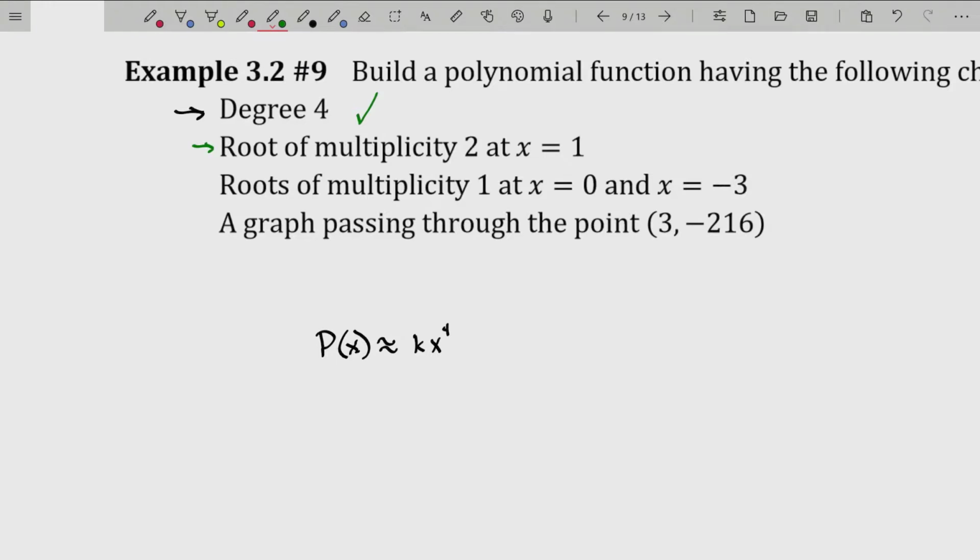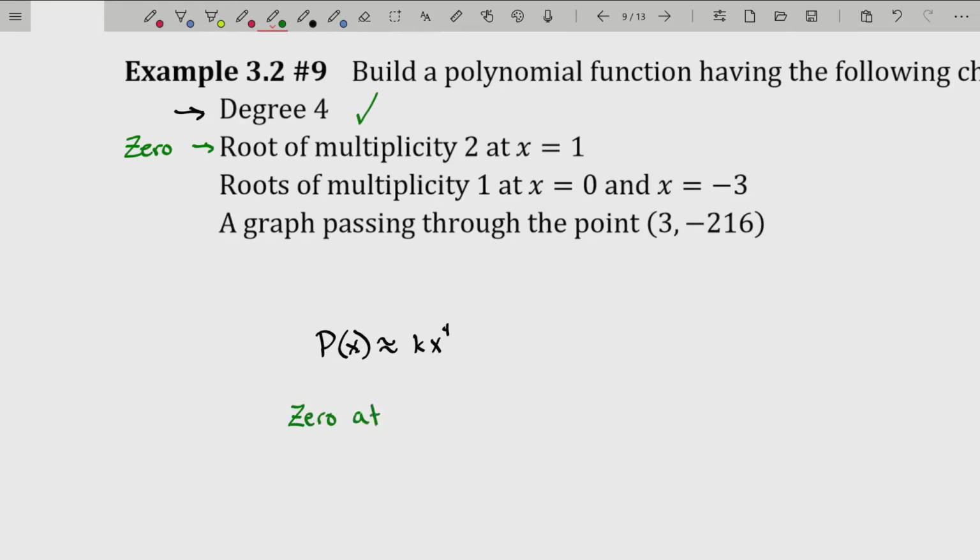Now, I do want to tell you, the word root and the word zero tend to be used interchangeably in mathematics. So if you read the word root, you can imply the word zero. Zero of multiplicity 2 at x equals 1. Technically, there's a subtle difference between those two words, but I'm not really into telling you what those differences are. So, somebody tells you that I have a zero at x equals 1.